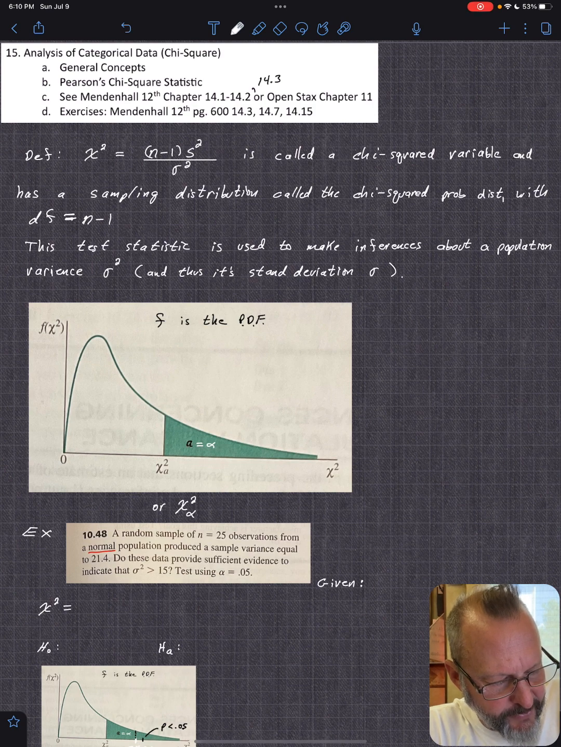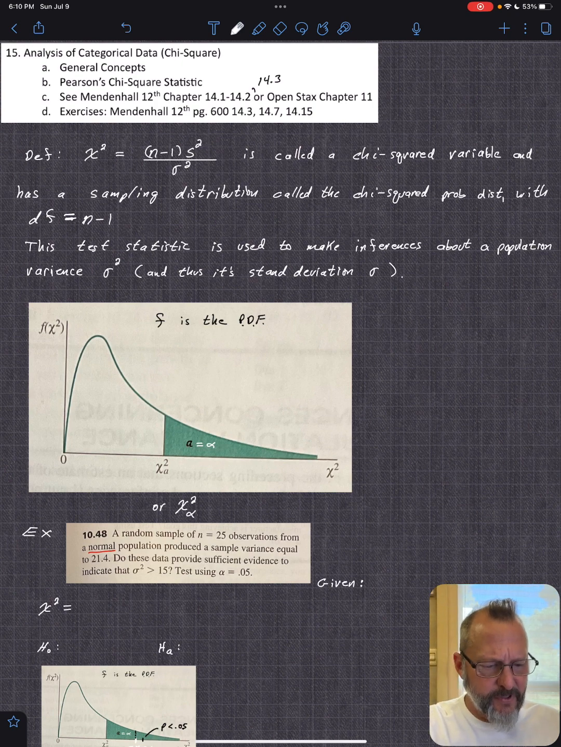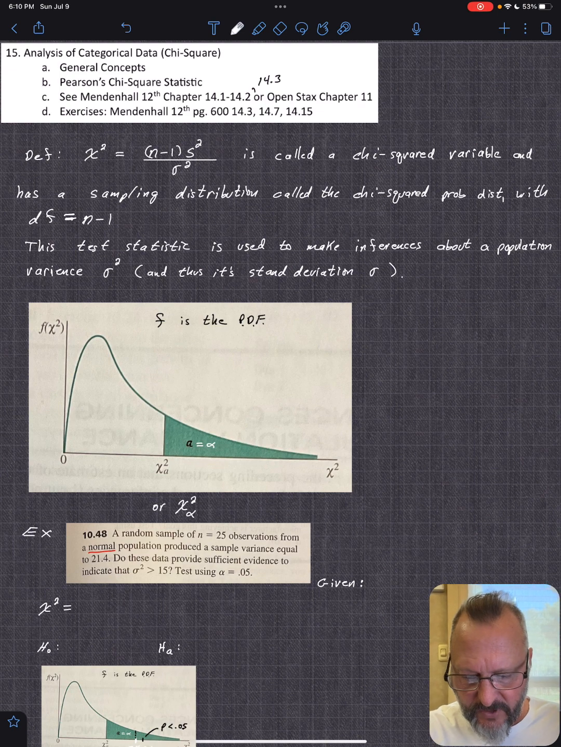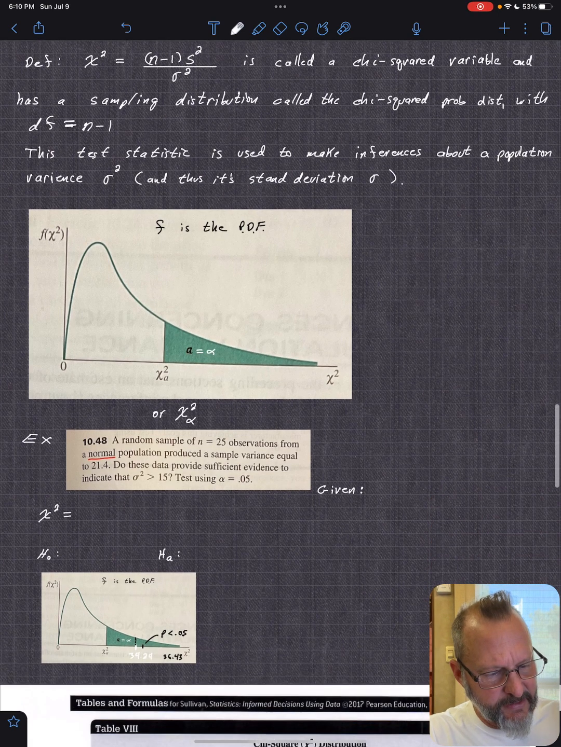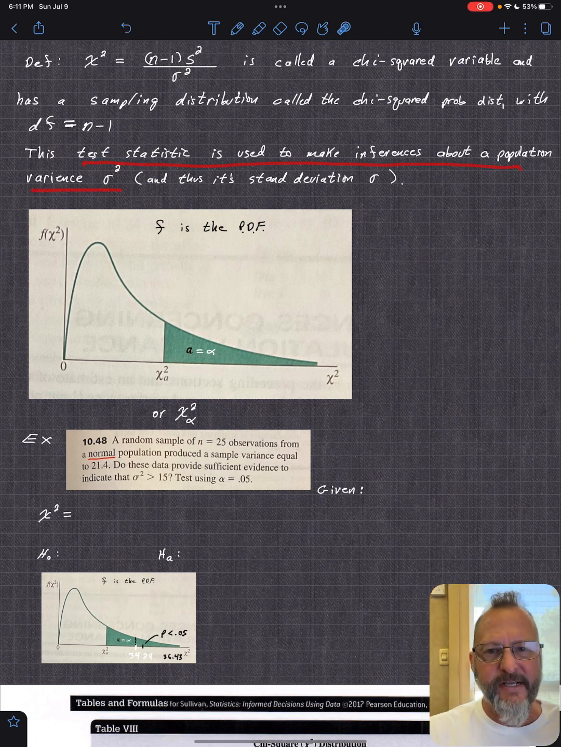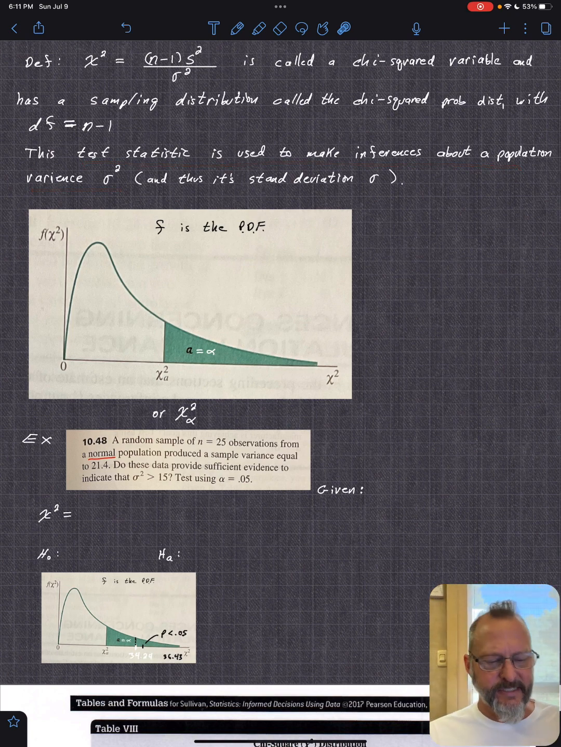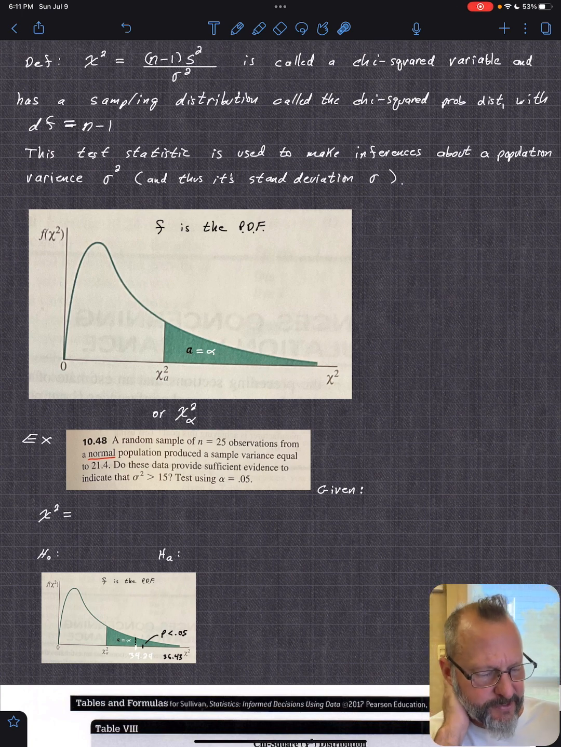Generally, this will help you keep track of degrees of freedom, and it gets strange in the next one I'll show you. First, let's go over this example in concept before we get into the categorical stuff. This test statistic is used to make inferences about a population variance and therefore a population standard deviation. So it really goes hand in hand because we know how to find that. So it's a sampling distribution.